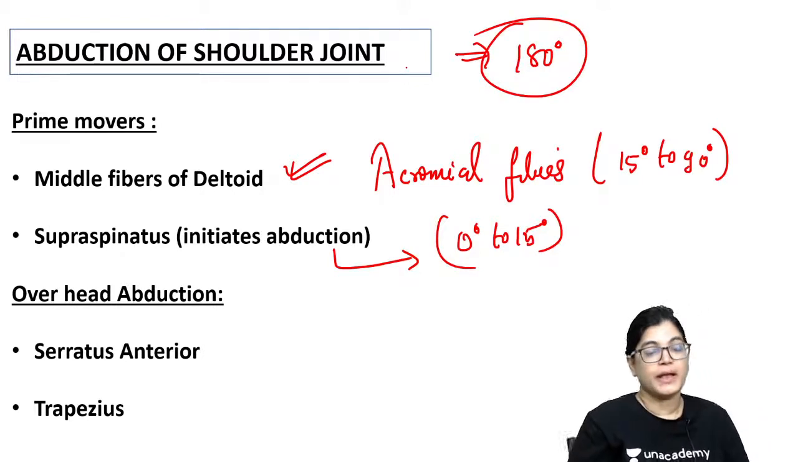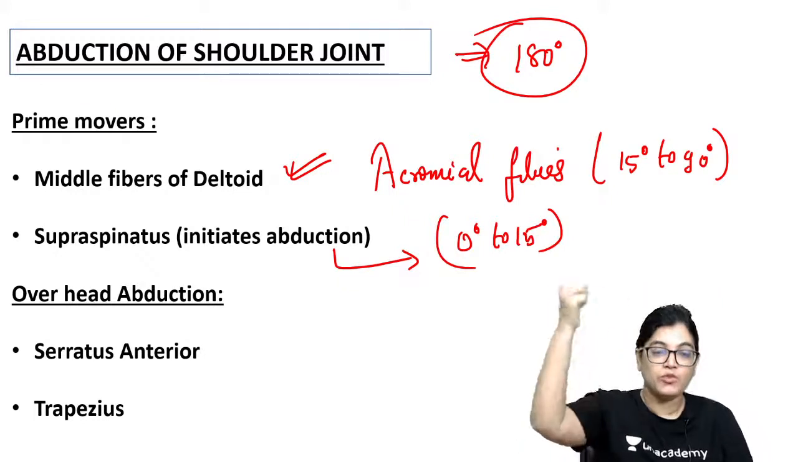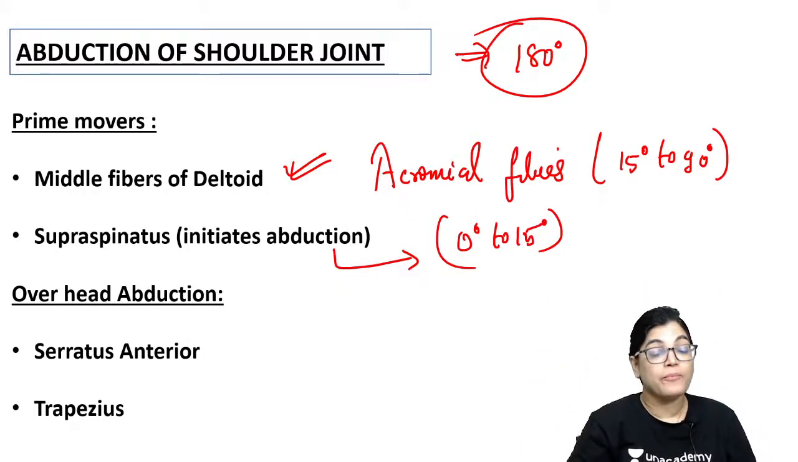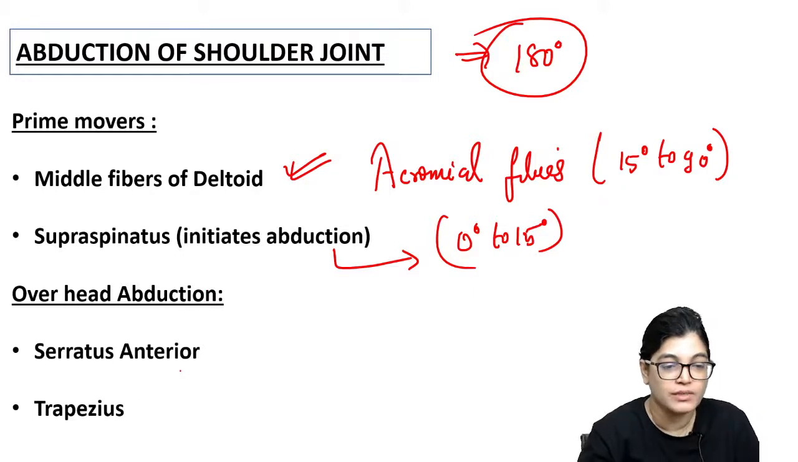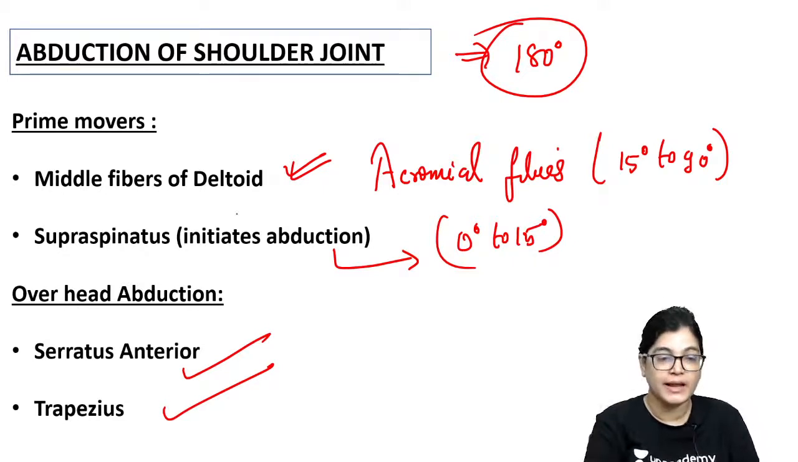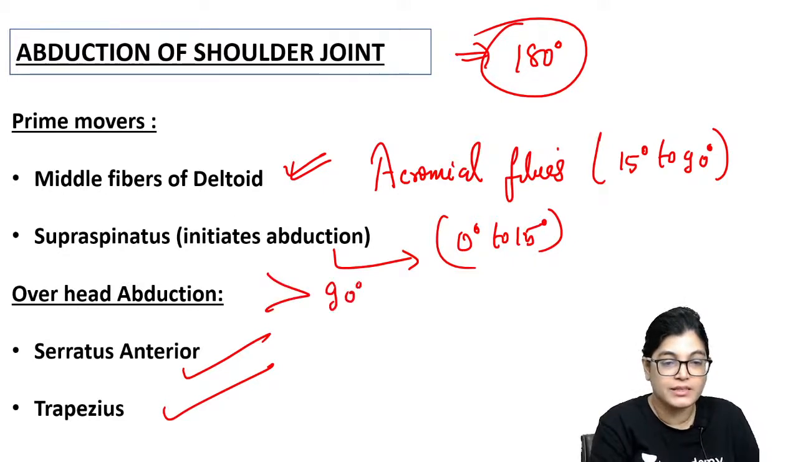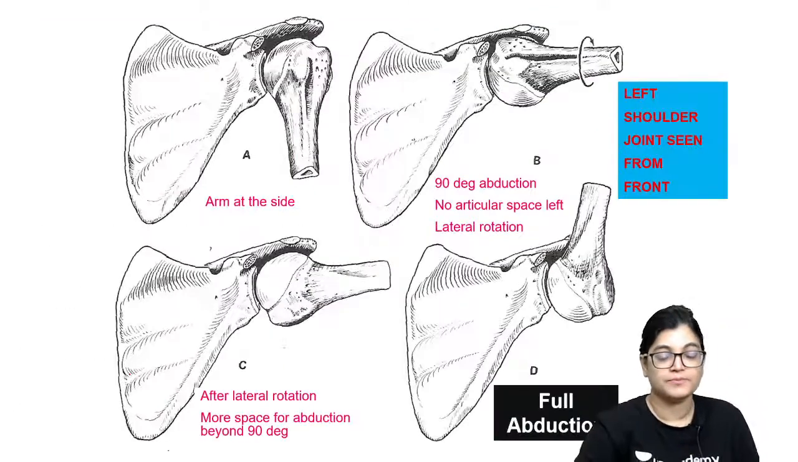180 degrees. So overhead abduction, like when we comb our hair and move our arm above 90 degrees, is done by the serratus anterior muscle along with the trapezius muscle. So two muscles cause overhead abduction, that is, greater than 90 degrees: serratus anterior and trapezius.